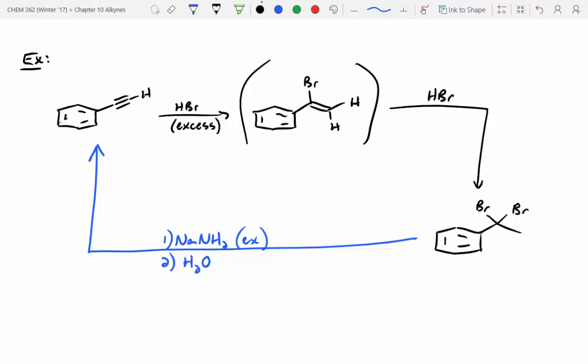So a lot of these reactions are kind of neat because you can add halogens on and you can take them back off. And remember that if both halogens are coming off the same carbon, this is referred to as a geminal dihalide.